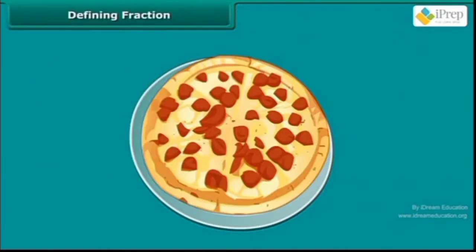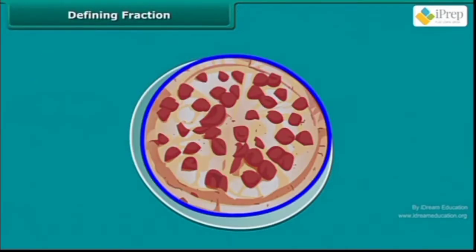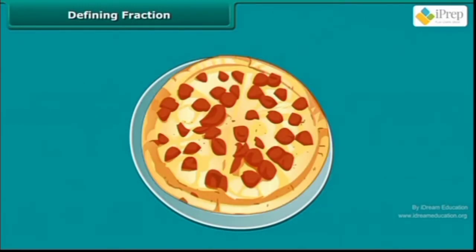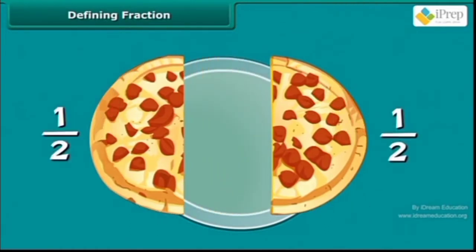Fraction indicates part of a whole thing. 1 upon 2 means that one whole thing is divided into two equal parts and one part out of these two parts is taken. For example, Ravi divides a pizza into two parts.